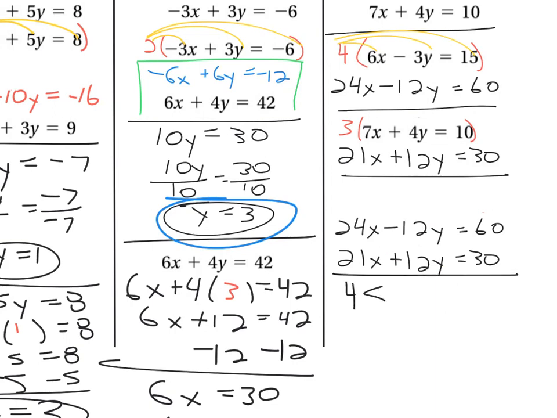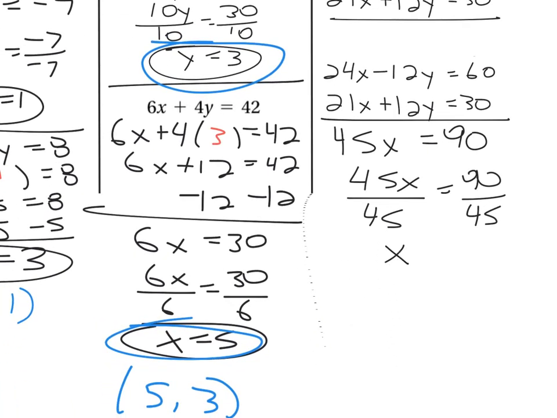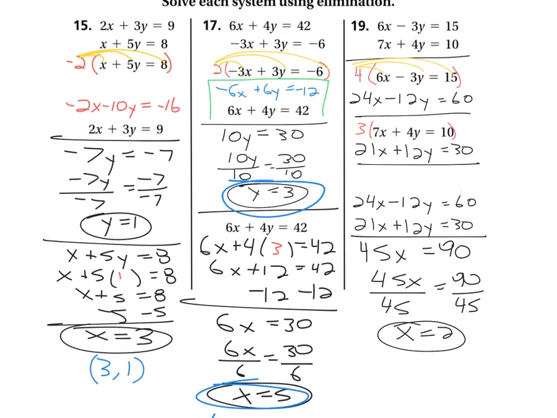24x and 21x is 45x. These two amounts go away, and that equals 90. What are we going to do with this? We're going to say 45x divided by 45 equals 90 divided by 45, and we get x equals 2. We know what one of the variables is now. Great. So let's take one of our original equations. I'm going to grab the first one and substitute in.